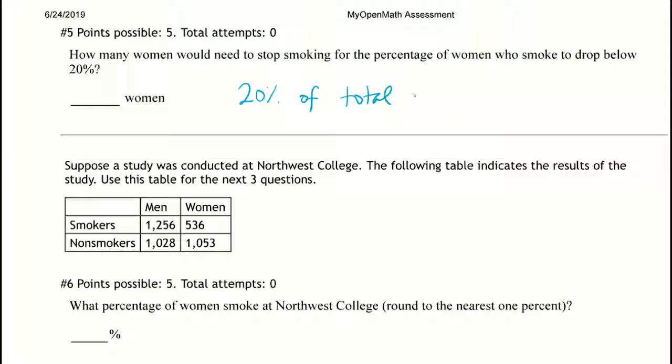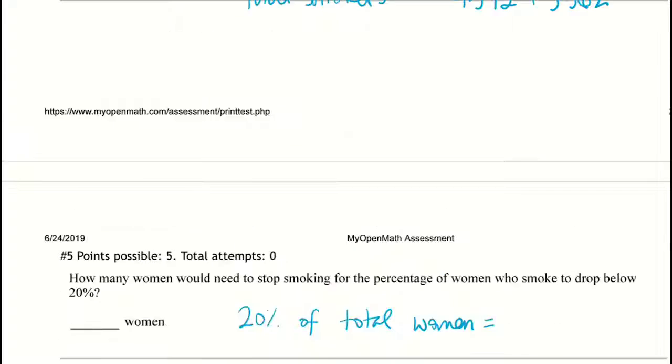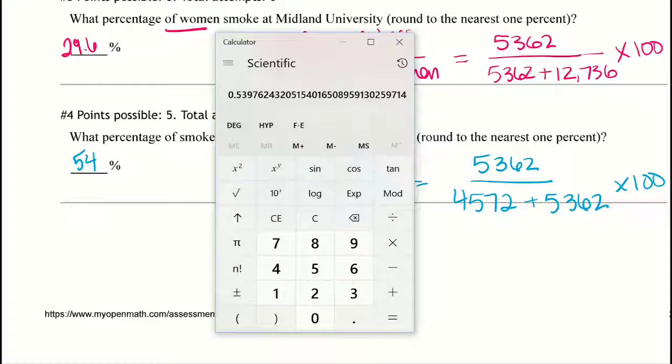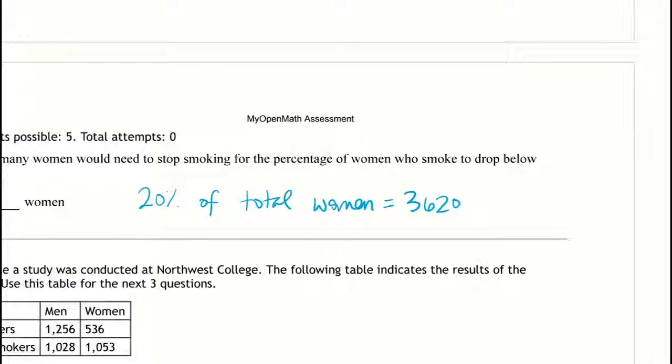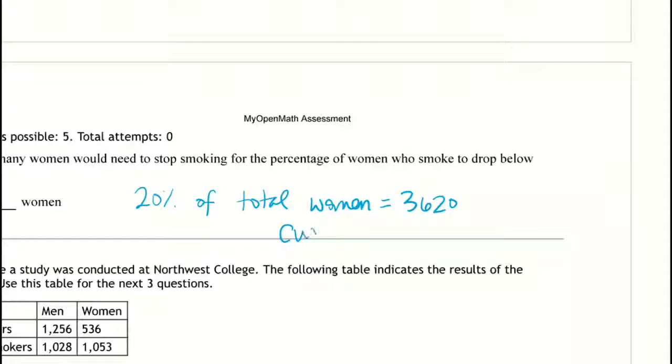So if we're going to take 20% of the total women, which was our denominator, and you get 3619.6. So I'm going to round up to the nearest whole person. And so there needs to be no more than 3,620 smokers.